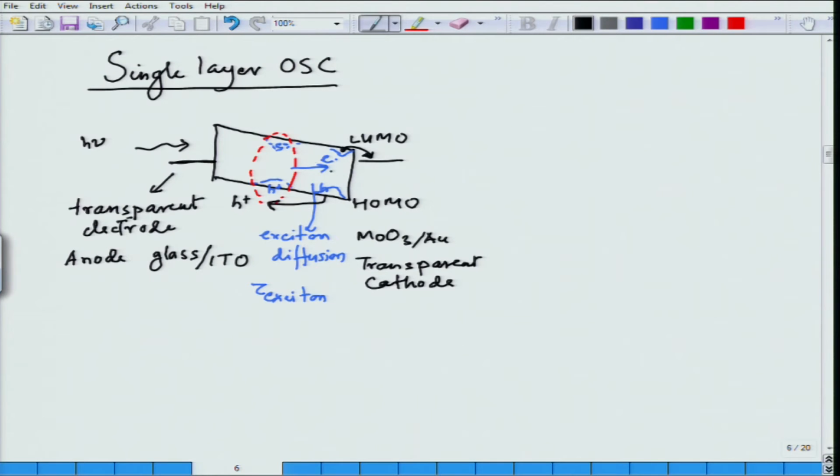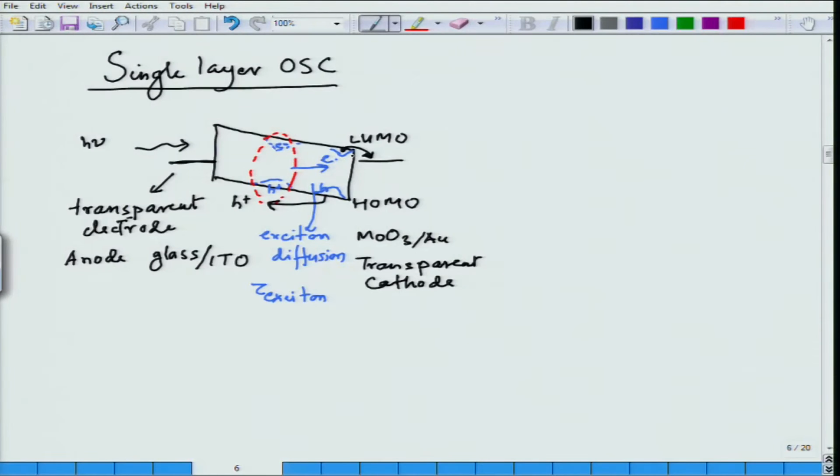Now, why does the exciton diffuse up to the electrode and dissociate? Because here there is a difference in the energy band diagram, and that acts as a catalyst for dissociation of the exciton. So, it looks for this difference between the energy levels at a particular interface, which helps the dissociation of the exciton. Now, there are problems here.